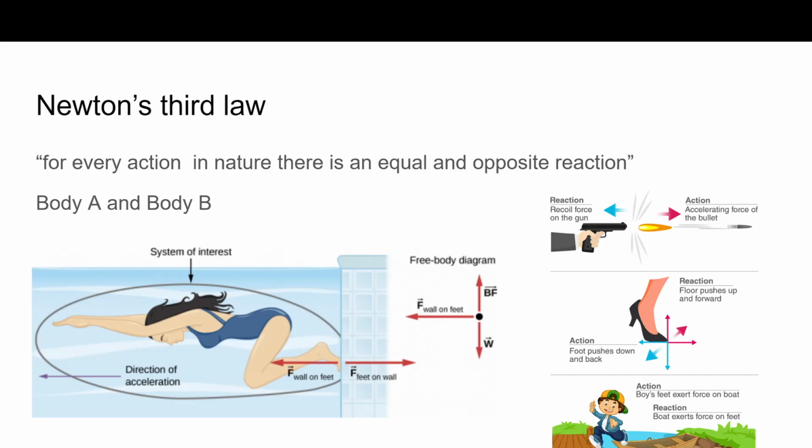Newton's third law. Newton's third law states that for every action in nature, there is an equal and opposite reaction. This means that if body A exerts a force on body B, body B will exert a force back to body A, which is equal in magnitude and different in direction.